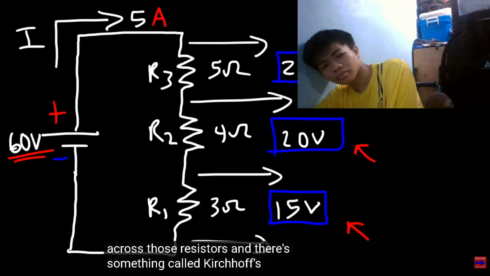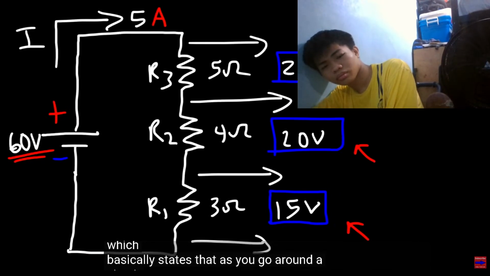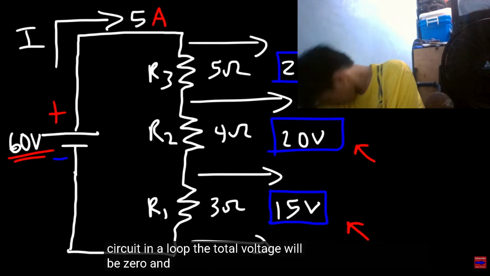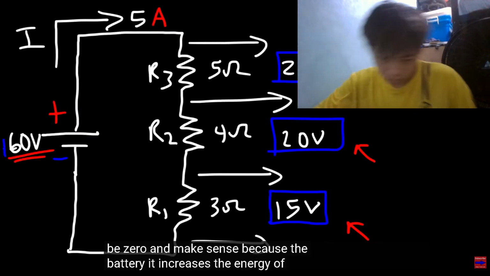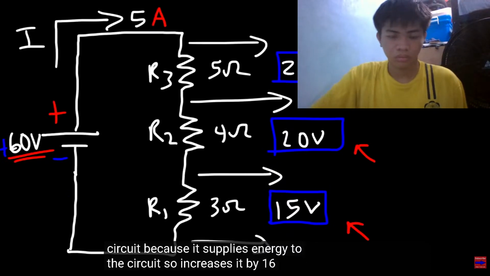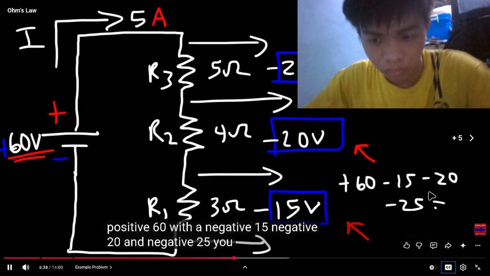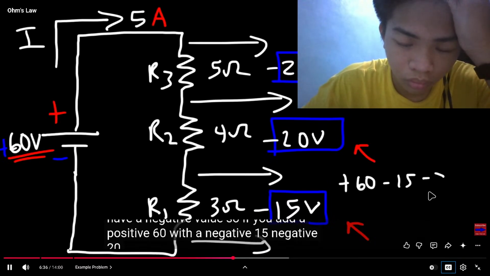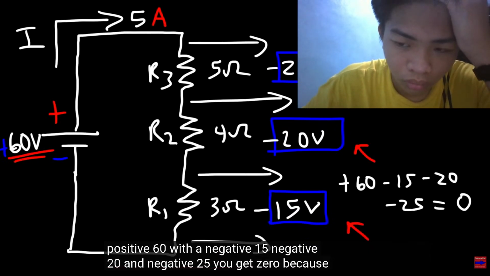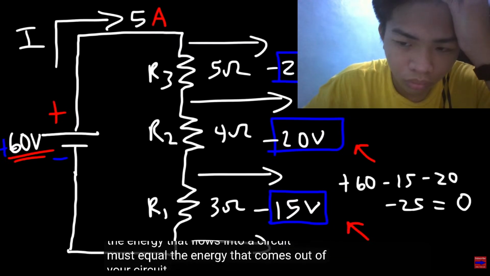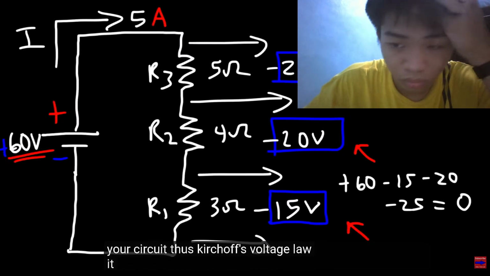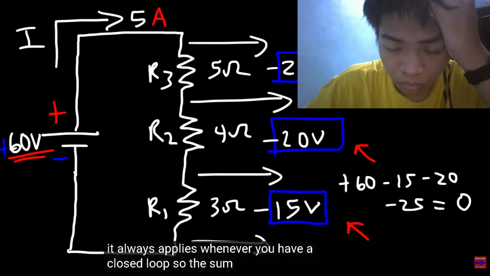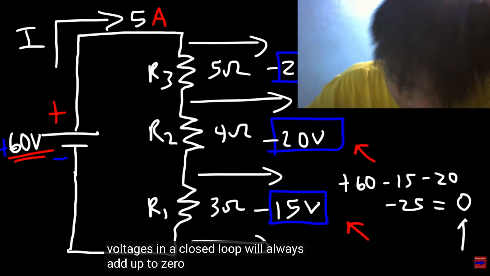There's something called Kirchhoff's voltage law, which basically states that as you go around a circuit in a loop, the total voltage will be 0. It makes sense because the battery increases the energy of the circuit by 60, since it supplies energy to the circuit. The resistors consume energy. With positive 60, negative 15, negative 20, and negative 25, you get 0, because the energy that flows into a circuit must equal the energy that comes out of the circuit. That's Kirchhoff's voltage law. It always applies whenever you have a closed loop, so the sum of all the voltages in a closed loop will always add up to 0.